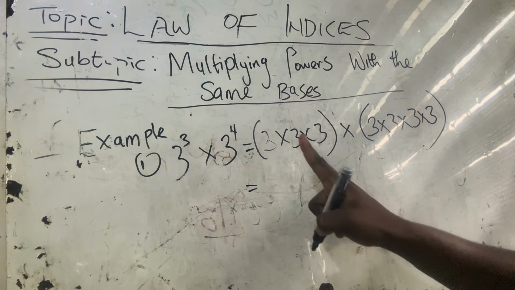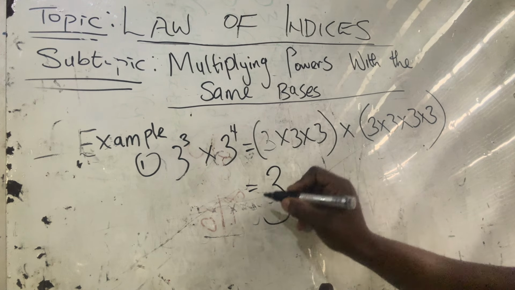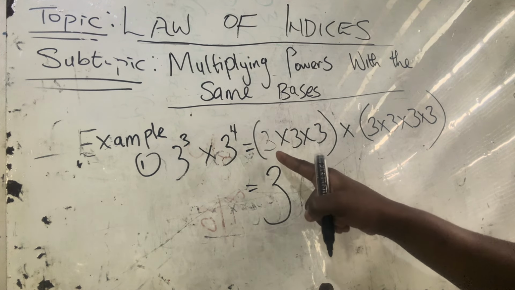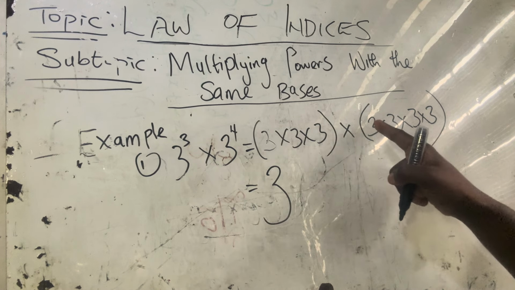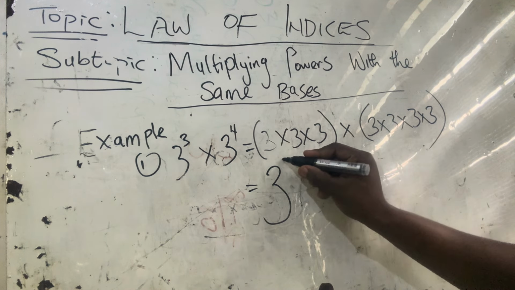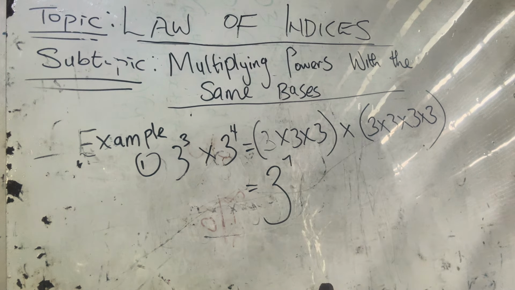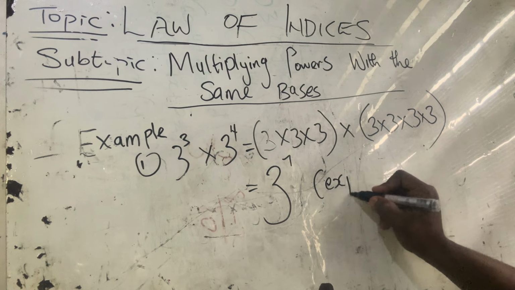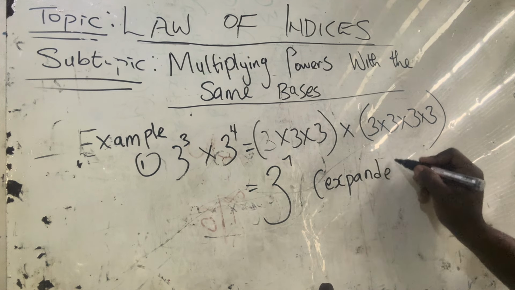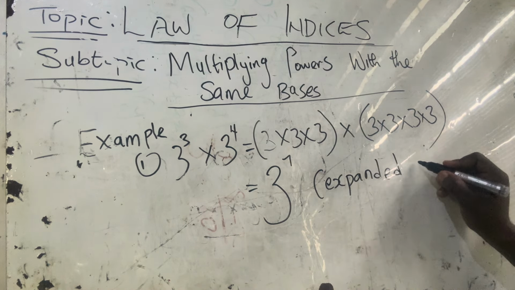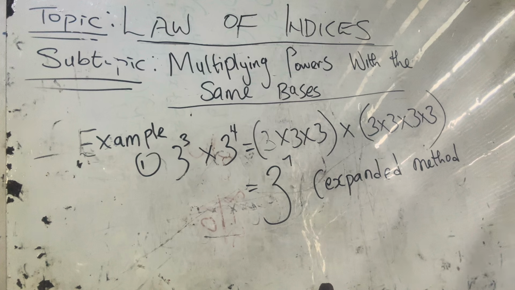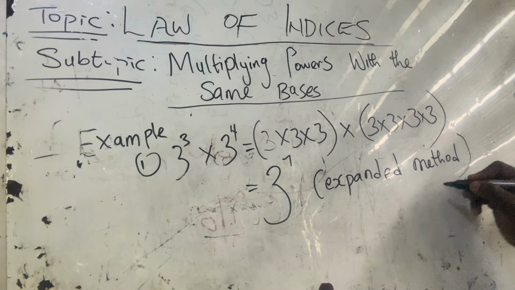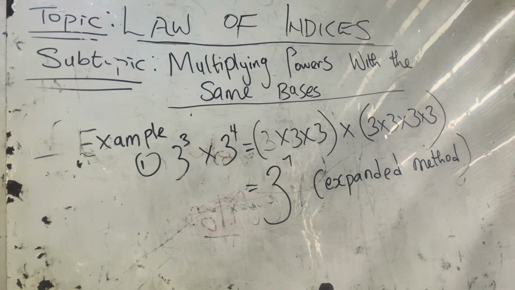Which gives us what? We are going to pick 1, which is the base, then count the number of 3's we have. 1, 2, 3, 4, 5, 6, 7. That gives us 3 raised to power 7. Now this method is called the expanded method. It's called the what? Expanded method of multiplying powers with the same base under law of indices. Now the other method is the short method.